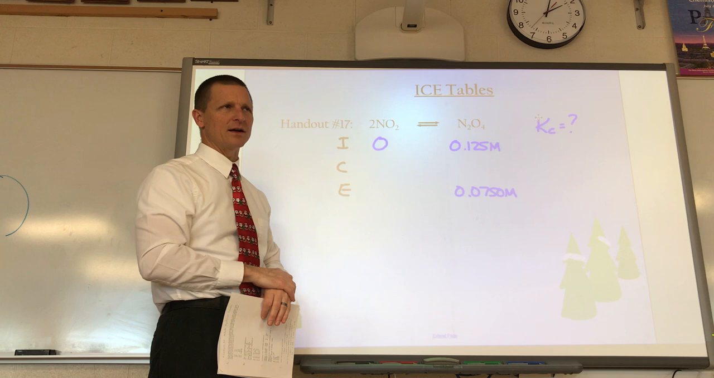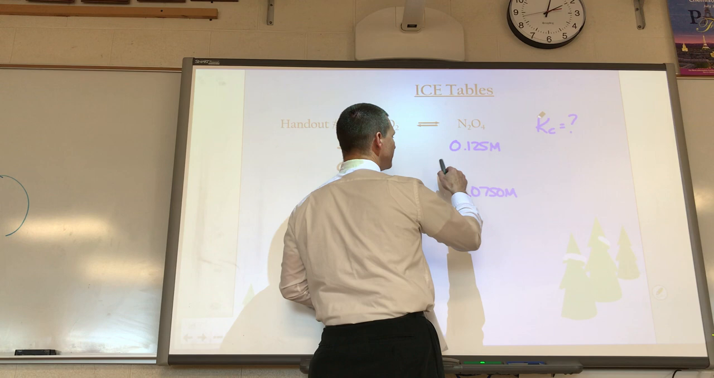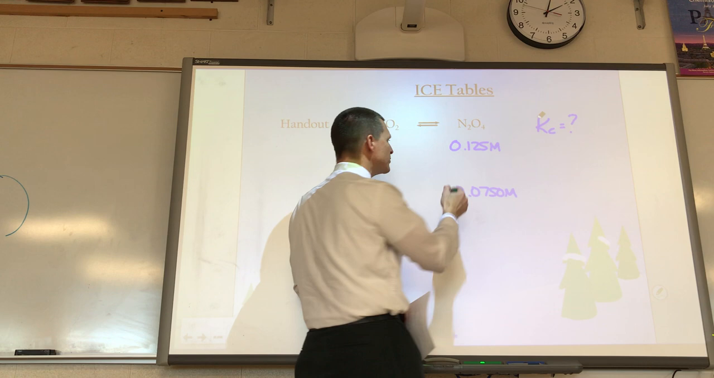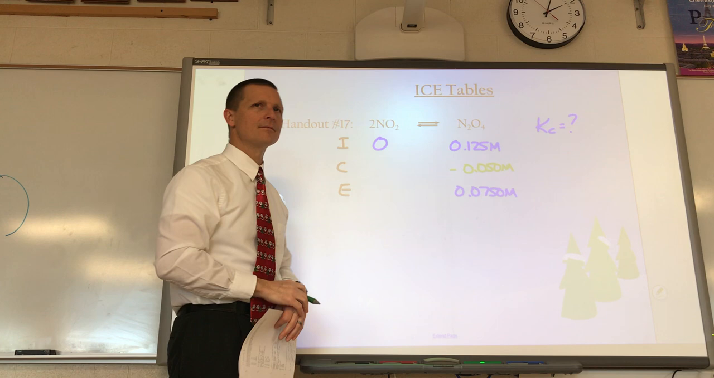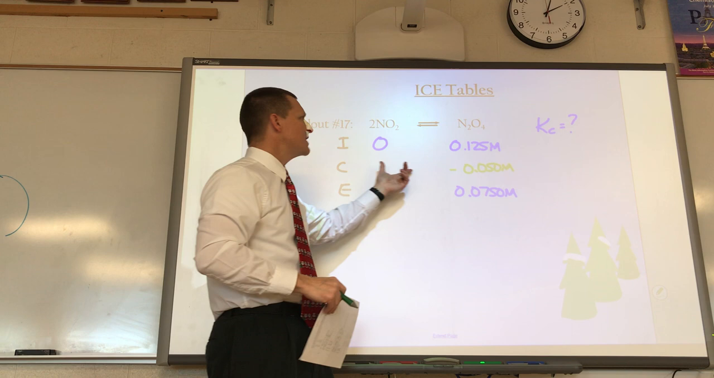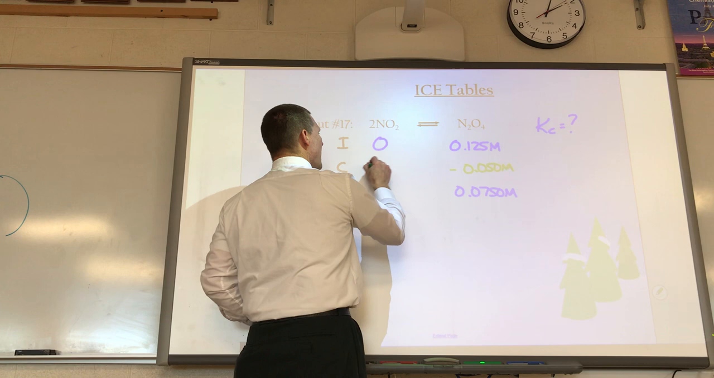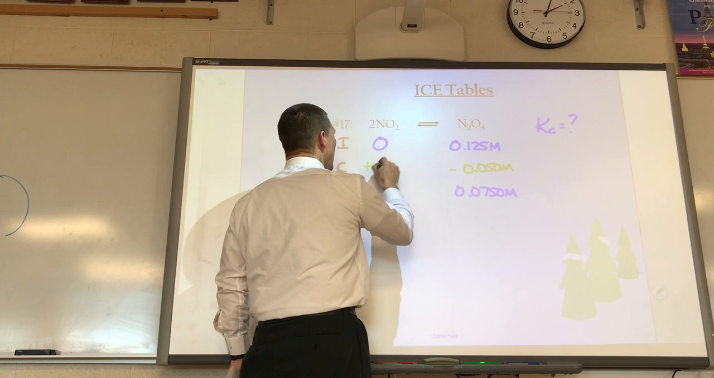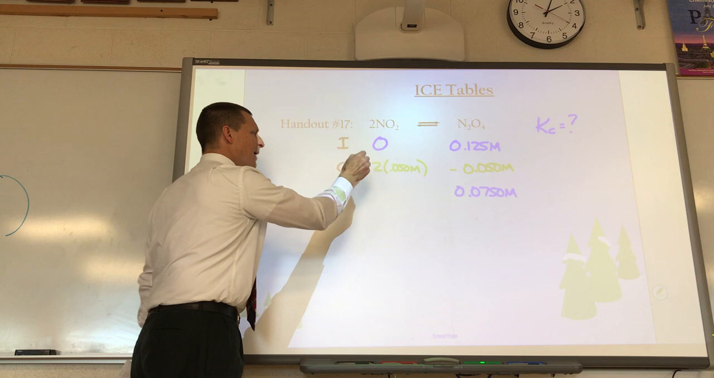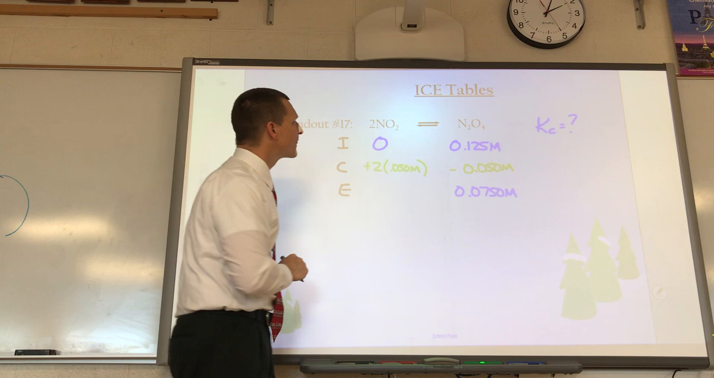I'm going to use a different color to fill in the rest of this. If I started with 0.125 and it went down to 0.075, how much did it change by? It changed by 0.05 molarity. Since it went down, we're going to make that change a negative. What does that say about the NO2? It goes up double, twice that much because of the 2-to-1 ratio. So our reactant is actually being produced, and I know how strange that sounds, but that's what happens. I'm going to write it like this, plus 2 times 0.05, just so you can see I'm considering the fact that we've got a coefficient ratio. And so 2 times 0.05 is 0.1.